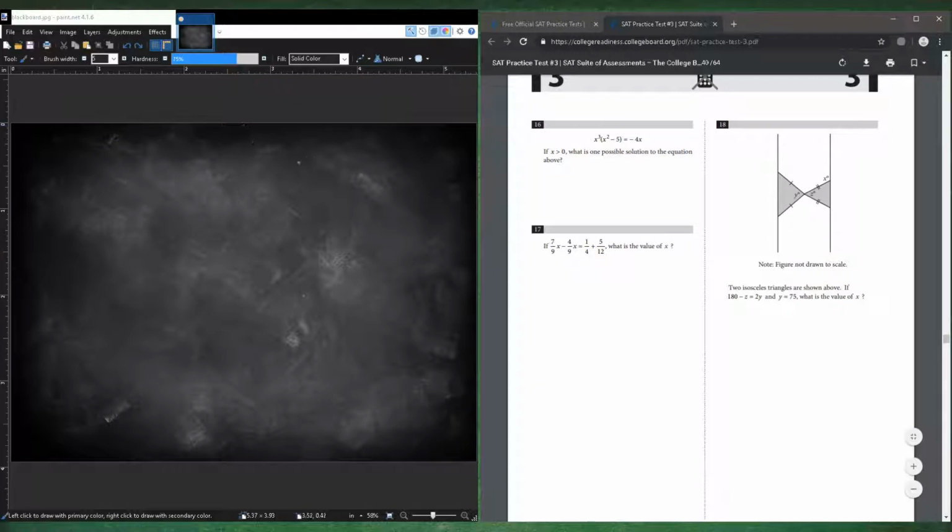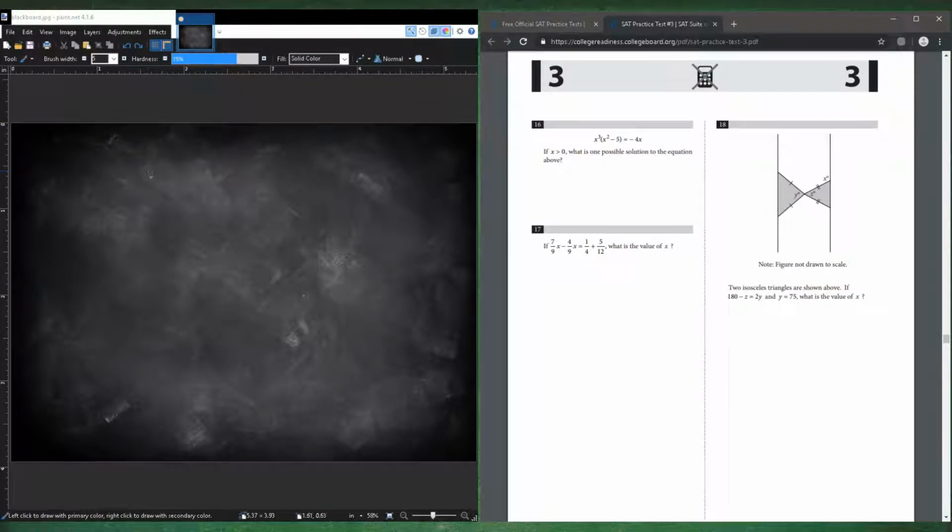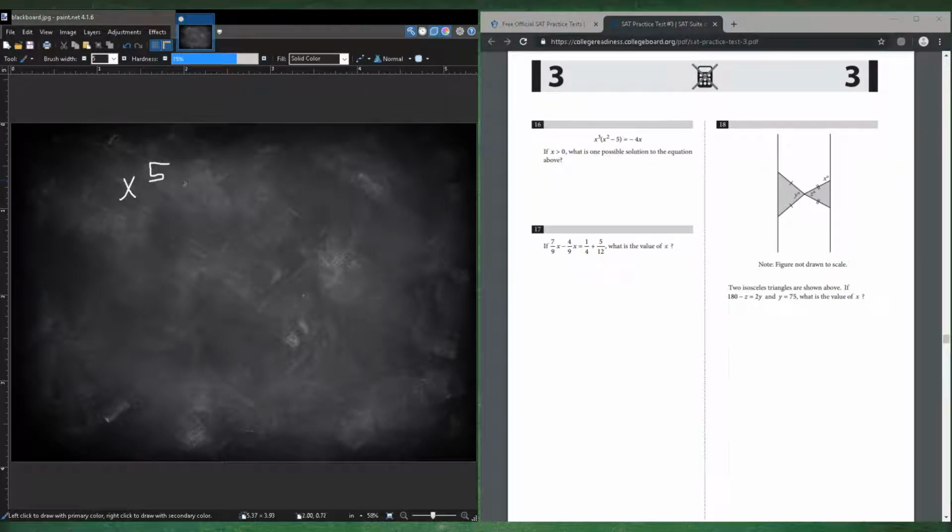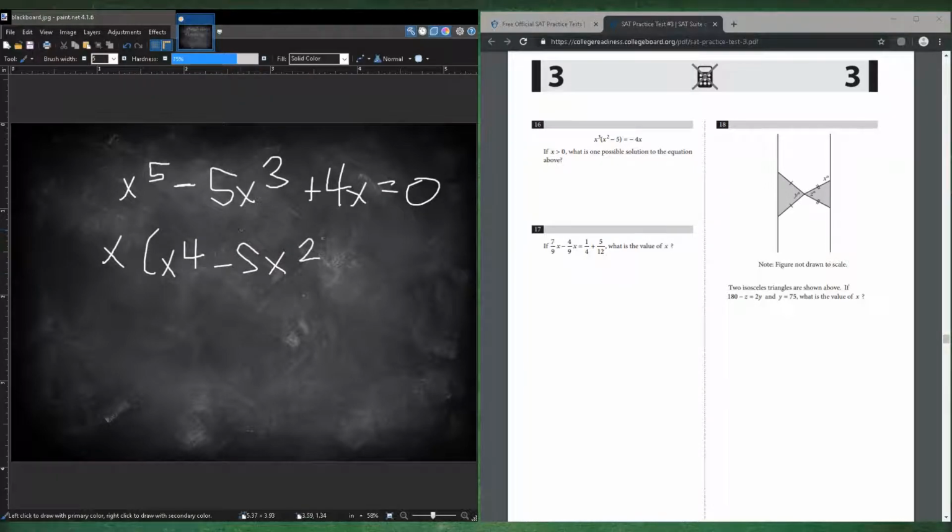If x is greater than 0, what is one possible solution to the equation above? First we want to put them all together. So x cubed times x squared is x to the 5. And x cubed times negative 5 is negative 5x cubed. And I'll add plus 4x to the other side. So they're all together. Now let's factor out the x. So that's x to the 4 minus 5x squared plus 4 is equal to 0.